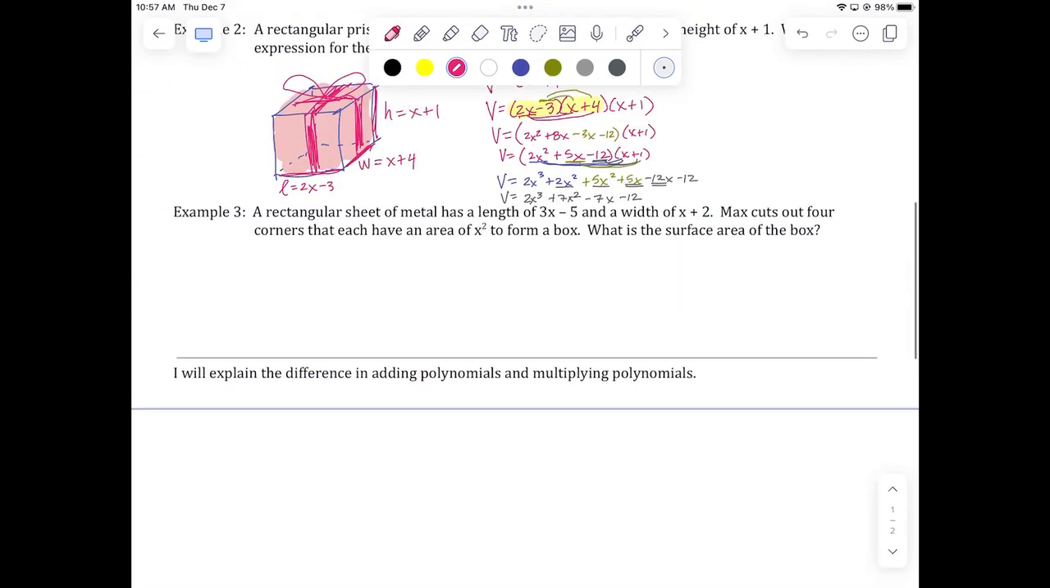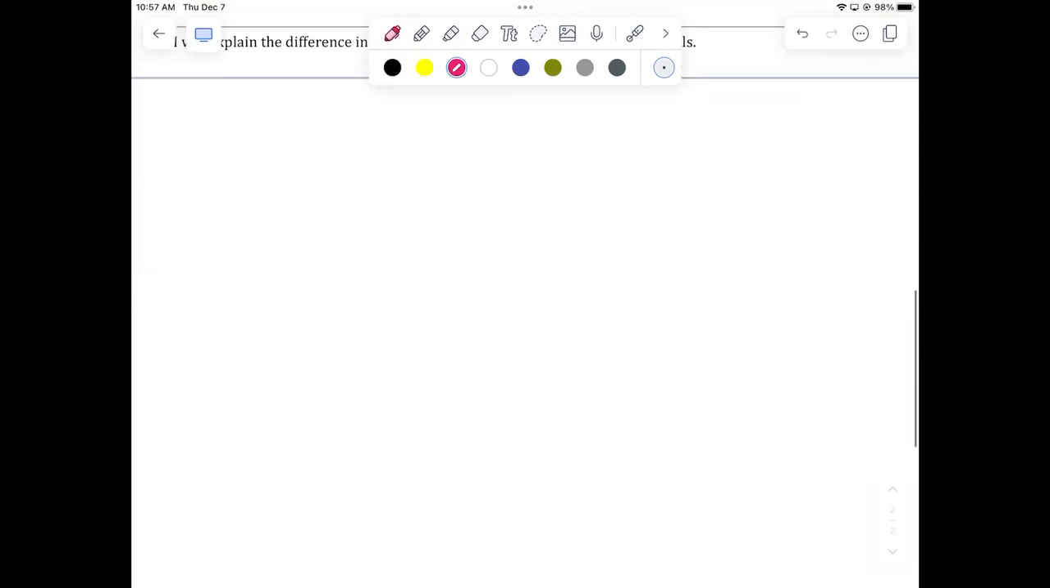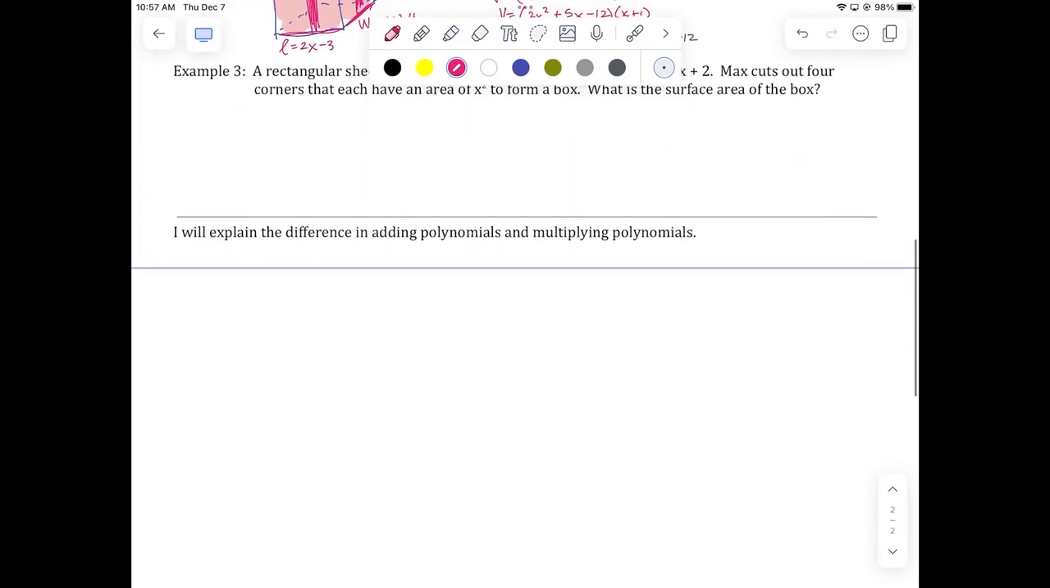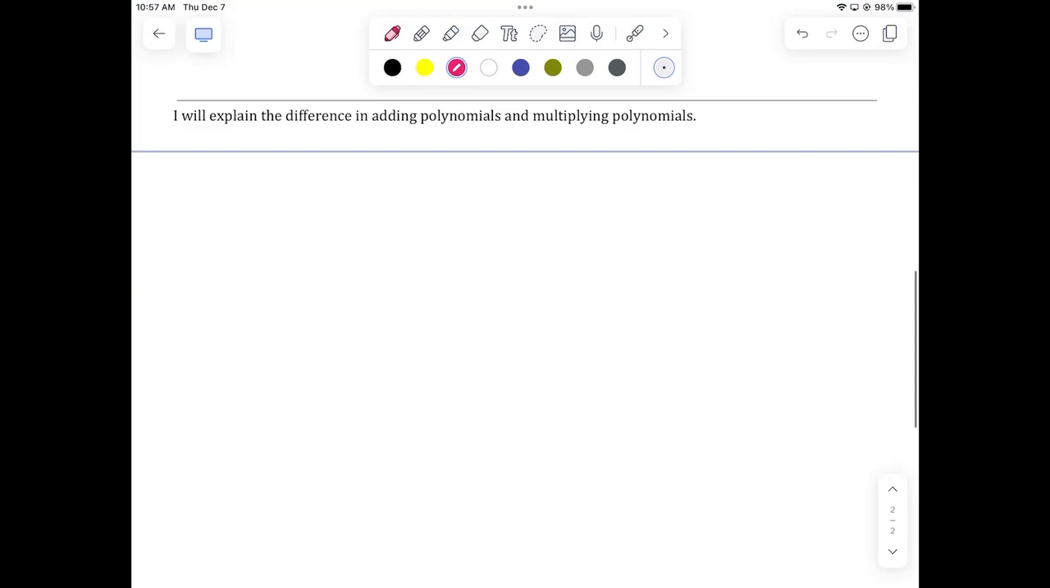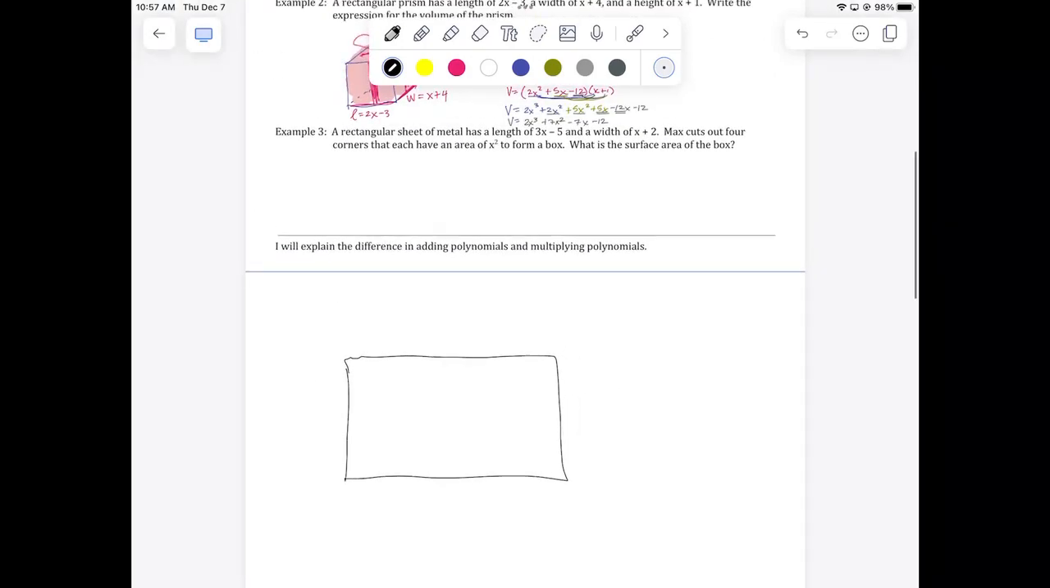All right, I'm not going to try and draw the box in this little area. I'm going to come down here, and I'm going to start with a rectangular sheet of metal. So let's draw a rectangular sheet of metal. It has a length of 3x minus 5, so this is 3x minus 5. You can call it L if you want. It has a width of x plus 2.